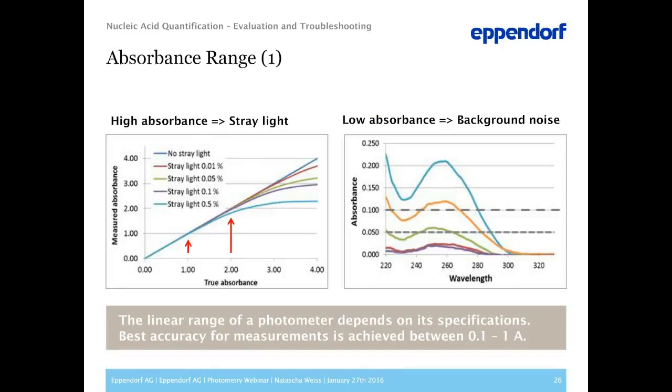In the part Photometry Basics, we had already seen the slide which shows that very high absorbance as well as very low absorbance is error-prone. The linear range of measurements depends also on the technical specifications of the photometer used, but in general, valid data can be achieved when the readings are between 0.1 and 1.